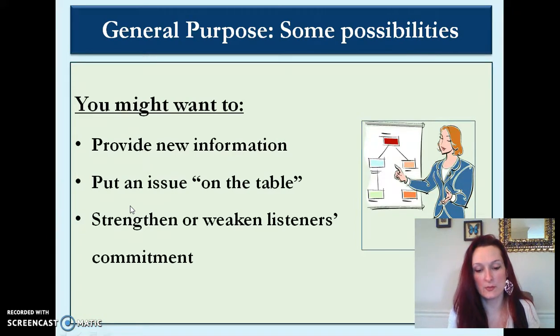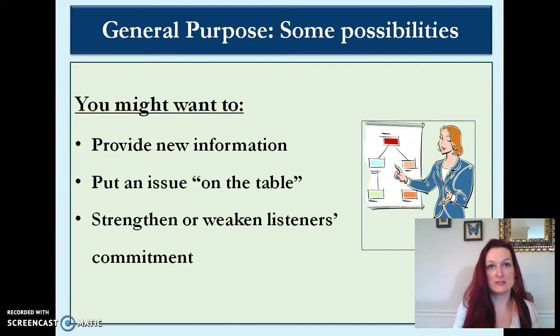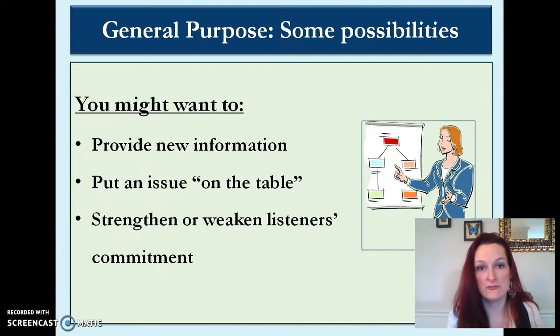So for your general purpose, there are lots of different possibilities. You might want to simply provide information. Maybe it's just purely informative. You just want to give them some facts. You may want to put an issue on the table, make them consider an issue that they maybe haven't considered before. You might want to strengthen or weaken your listener's commitment to a particular point of view.